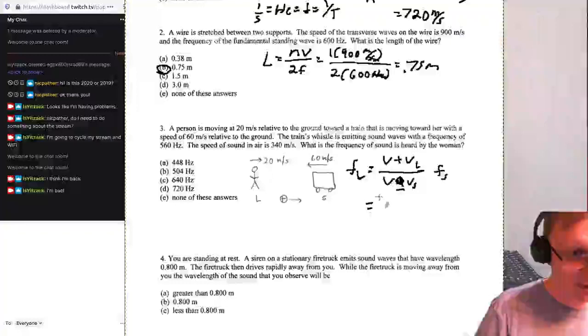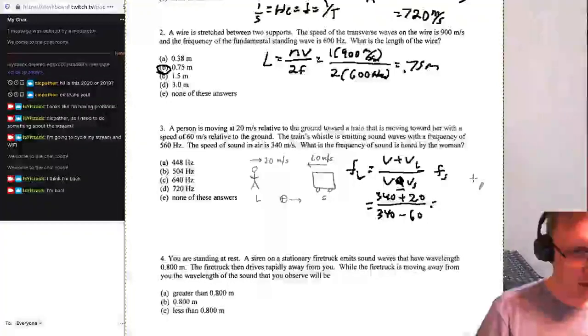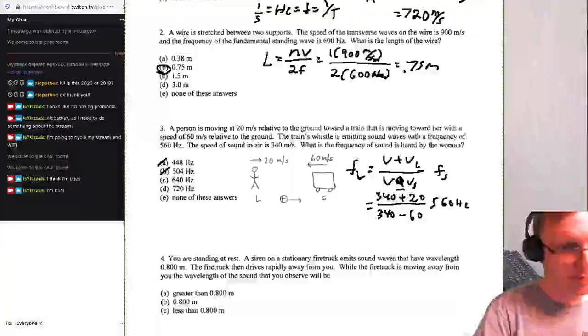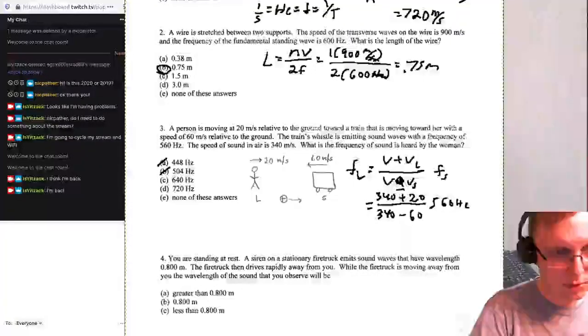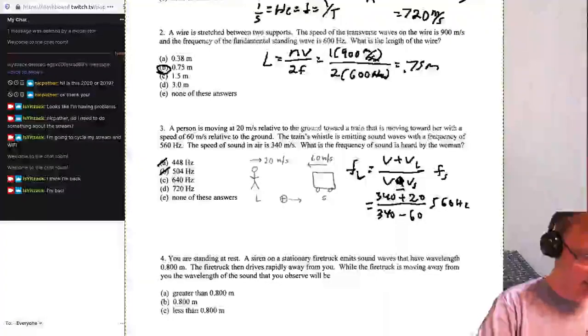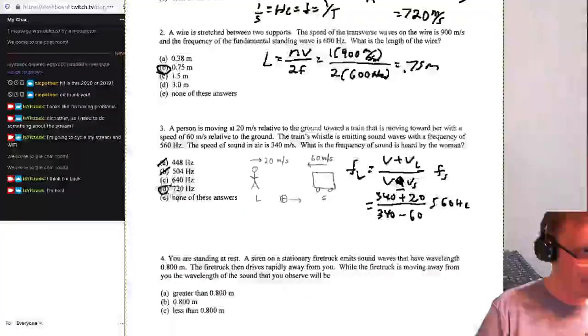Frequency heard by the observer is 340 plus 20 divided by 340 minus 60, times the source of 560 hertz. Given that we know it goes higher, we can scratch out those, leaving us with 640 and 720. I would expect 640, but no, 720. That's a pretty big jump.